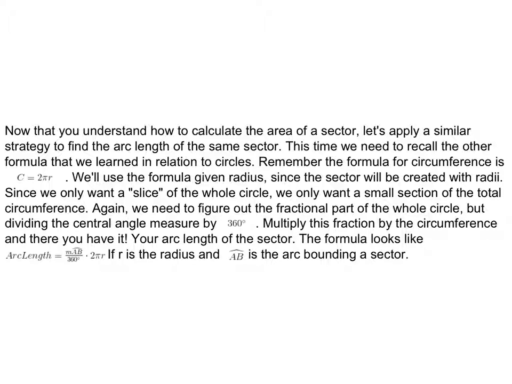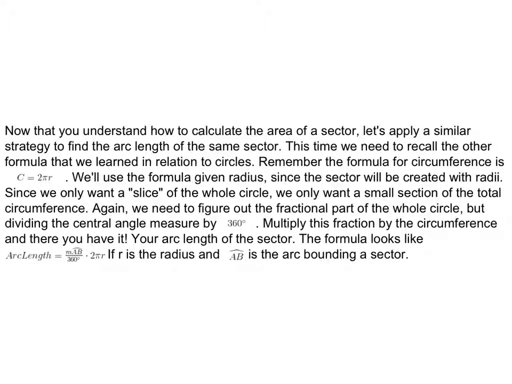So now that we know how to calculate the area of a sector, let's apply a similar strategy to find the arc length of that same sector. This time we need to recall the other formula that we learned in relation to circles. Remember, the formula for circumference is circumference equals 2 pi r, or pi times diameter. We'll use the formula given radius since the sector will be created with radii.